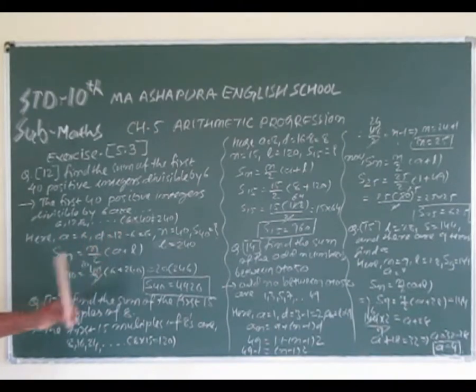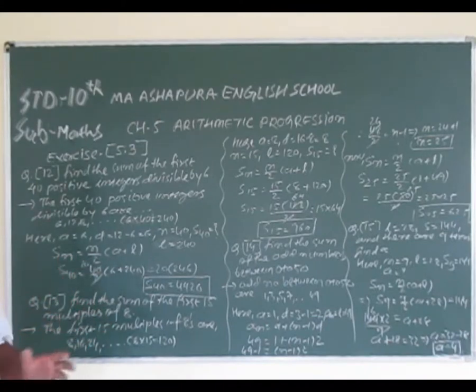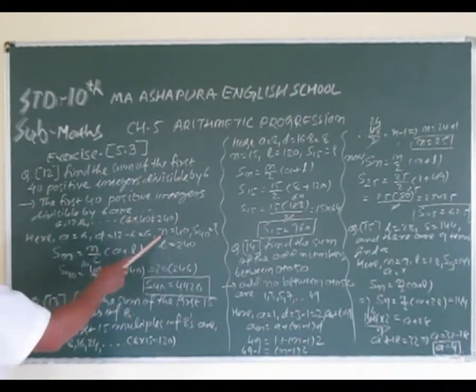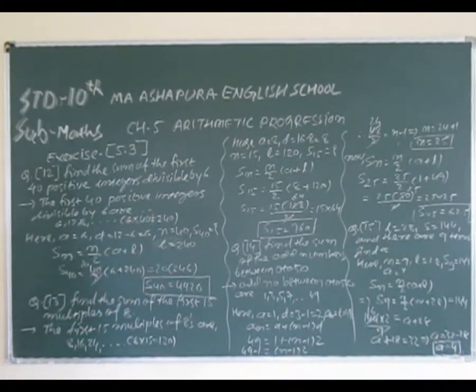Common difference d is equal to 12 minus 6, which is the difference between the consecutive terms t2 minus t1. So 12 minus 6 is equal to 6, the common difference. Here number of terms n is equal to 40 and we find out S40. मतलब the sum of the 40 terms हमें find out करना है. So इसके लिए हम formula use करेंगे Sn is equal to n by 2 into bracket a plus l.